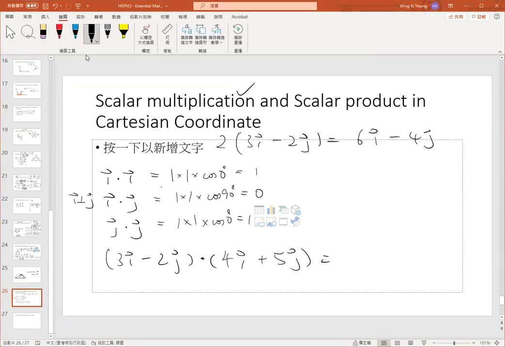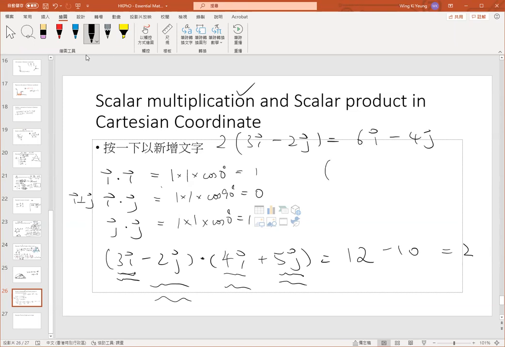Okay. So if you're doing 3i dot 4i, i dot i is 1, so that gives you 12. With 3i dot 5j, i dot j is 0, gives you 0, so you don't need to care about it. And then negative 2j dot 5j, j dot j is 1, it gives you negative 10. And then negative 2j dot 4i, j dot i is also 0, you don't need to care.